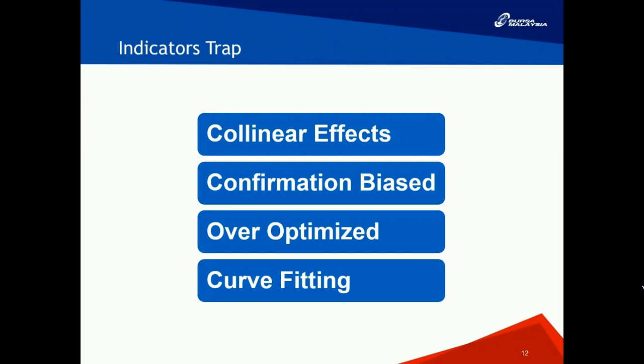First will be collinear effects. What are collinear effects? Let's say someone tells you, if one indicator is good to trade, why not use 10? We combine all these 10 signals, and if 50% or more of the indicators tell me to buy, then I buy. And if more than 50% tell me to sell, then I sell. Can this make a very good trading signal?